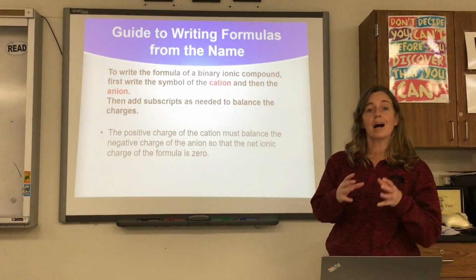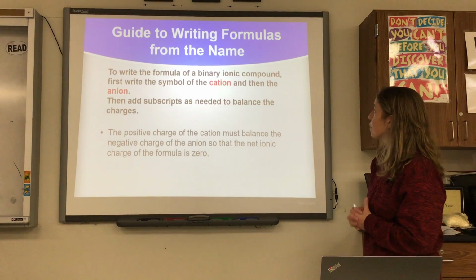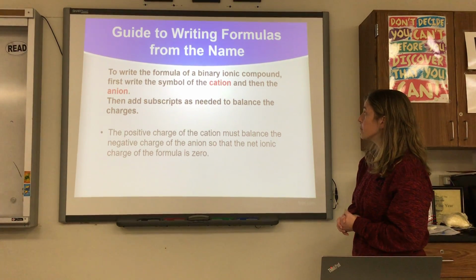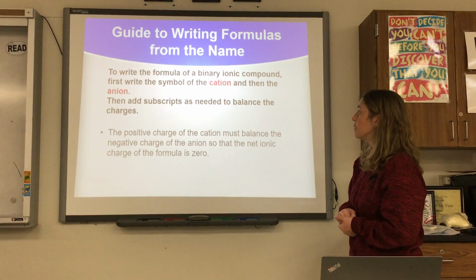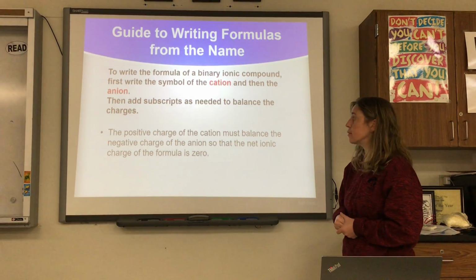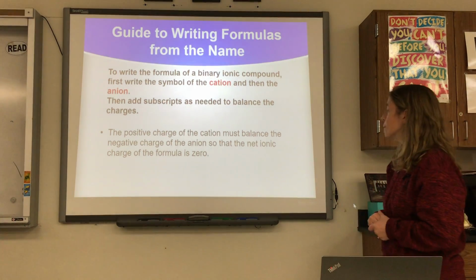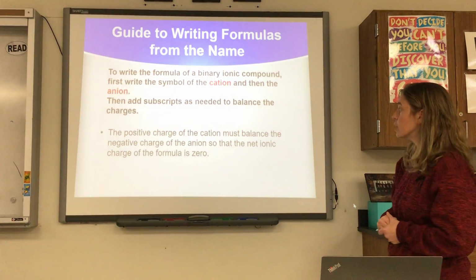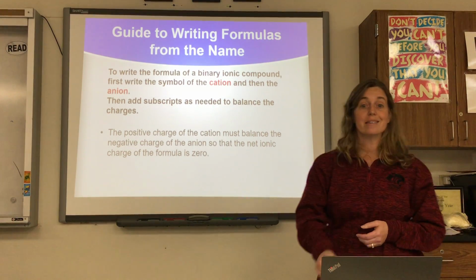All right, so, guide to writing formulas from the name. To write the formula of a binary compound, first write the symbol of the cation and then the anion, okay? Then add subscripts as needed to balance the charges. The positive charge of the cation must balance the negative charge of the anion so that the net ionic charge of the formula is 0.